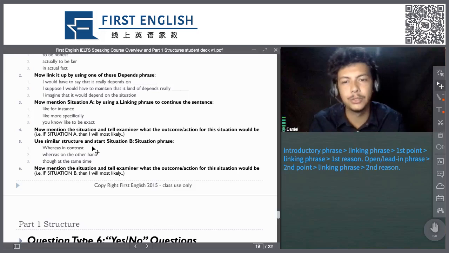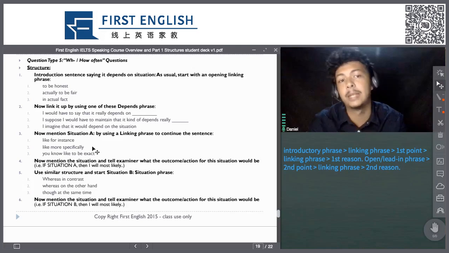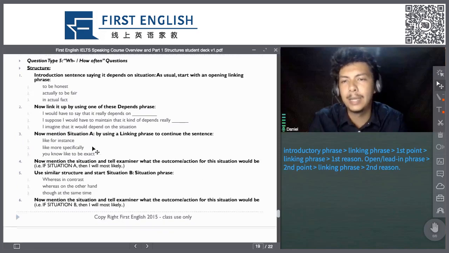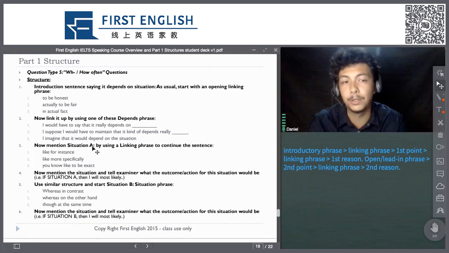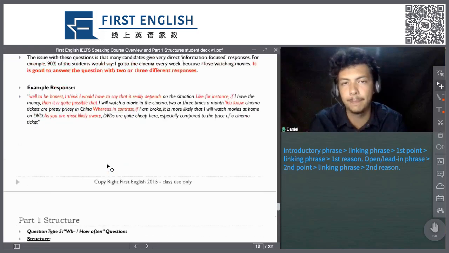And then we're going to use the exact same structure to describe scenario B, or the second situation, by using the dependent phrase, or the linking phrase that describes the dependent phrase, and then the point behind situation B, and then the reason for stating situation B, or the outcome, is essentially what the structure follows. So this question type can get a little complex, or a little bit hard to follow, especially if you're doing this for the first time. So just remember that in answering this, instead of being too direct and providing too simple of an answer, try your best to describe at least two scenarios. Okay, moving on.